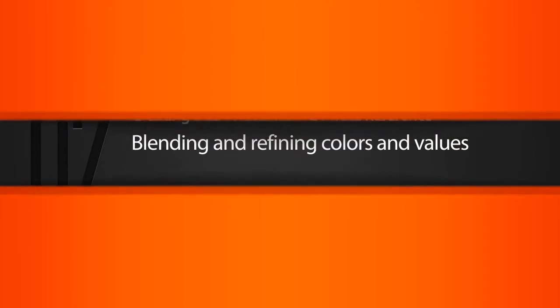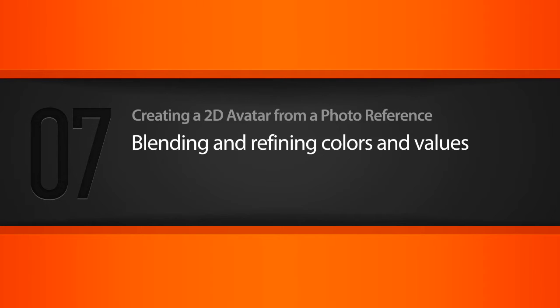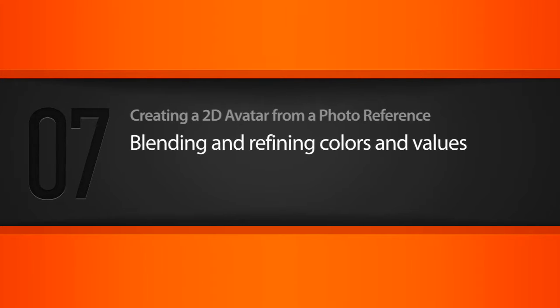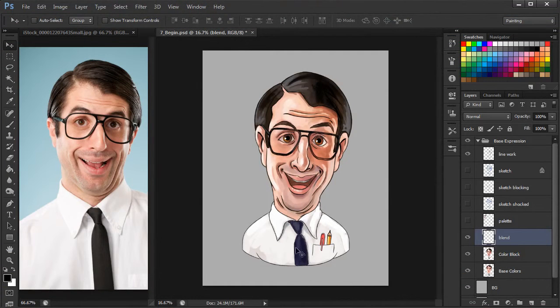In this lesson, we're going to continue painting our avatar by blending and refining some of our colors and values. So let's go ahead and dive back in. In the previous lesson, we sampled some more colors from our reference photo and began roughing those in over our base colors on our avatar. Now we're at a point where we really want to start refining and blending everything together, and also examine how everything is registering visually at a smaller size.